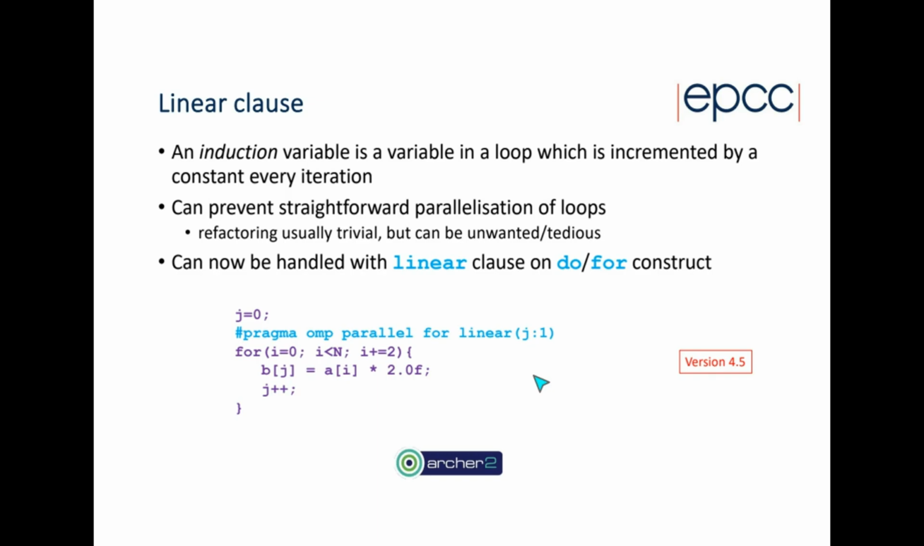It's usually fairly trivial to refactor that. So instead of incrementing a variable, you just write an expression for it that's a linear function of the loop iterator explicitly. So the refactoring you need to do to allow parallelization is usually pretty trivial, but it can be unwanted or tedious if there are a lot of cases, and anything you need to do to refactor code to implement OpenMP is generally a bad thing. You don't want to be forced to. You really would like to just be able to add directives and not rewrite code in principle.